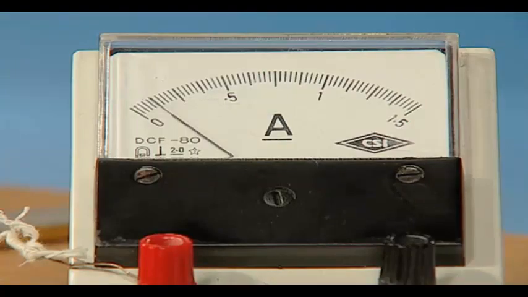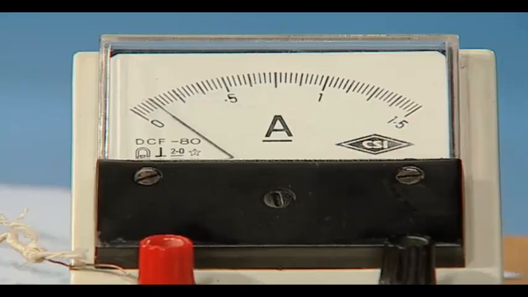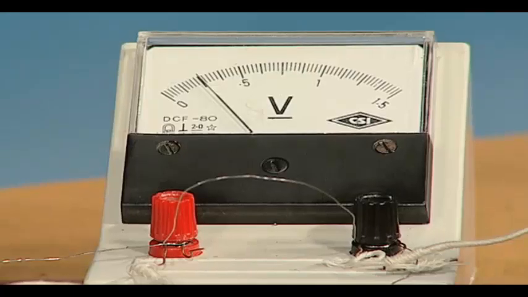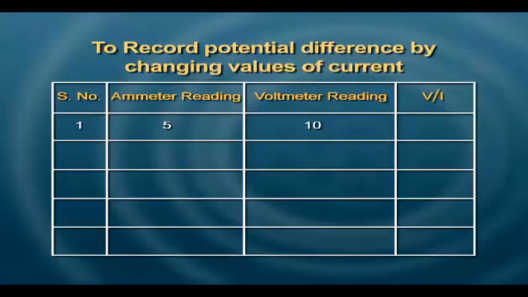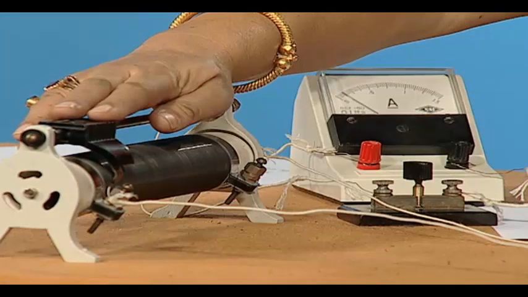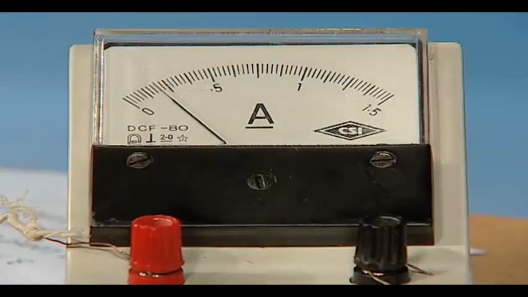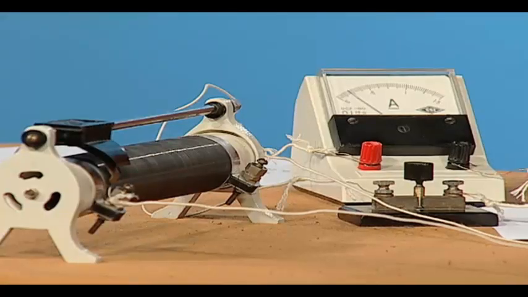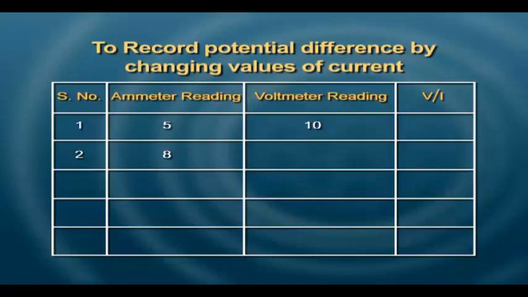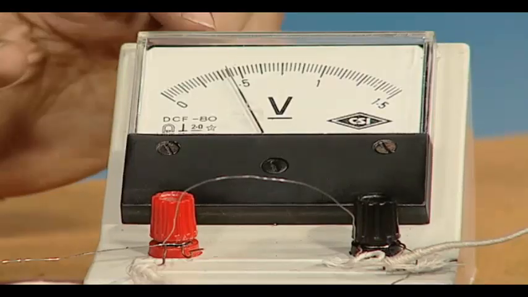The ammeter reading is 5 divisions. We can record the reading in divisions and later multiply it by the least count to get the real value in amperes. The corresponding voltmeter reading, as we can see, is 10 divisions. We change the value of current in the circuit using the rheostat and observe that the ammeter reading is 8 divisions and the voltmeter reading is 18.